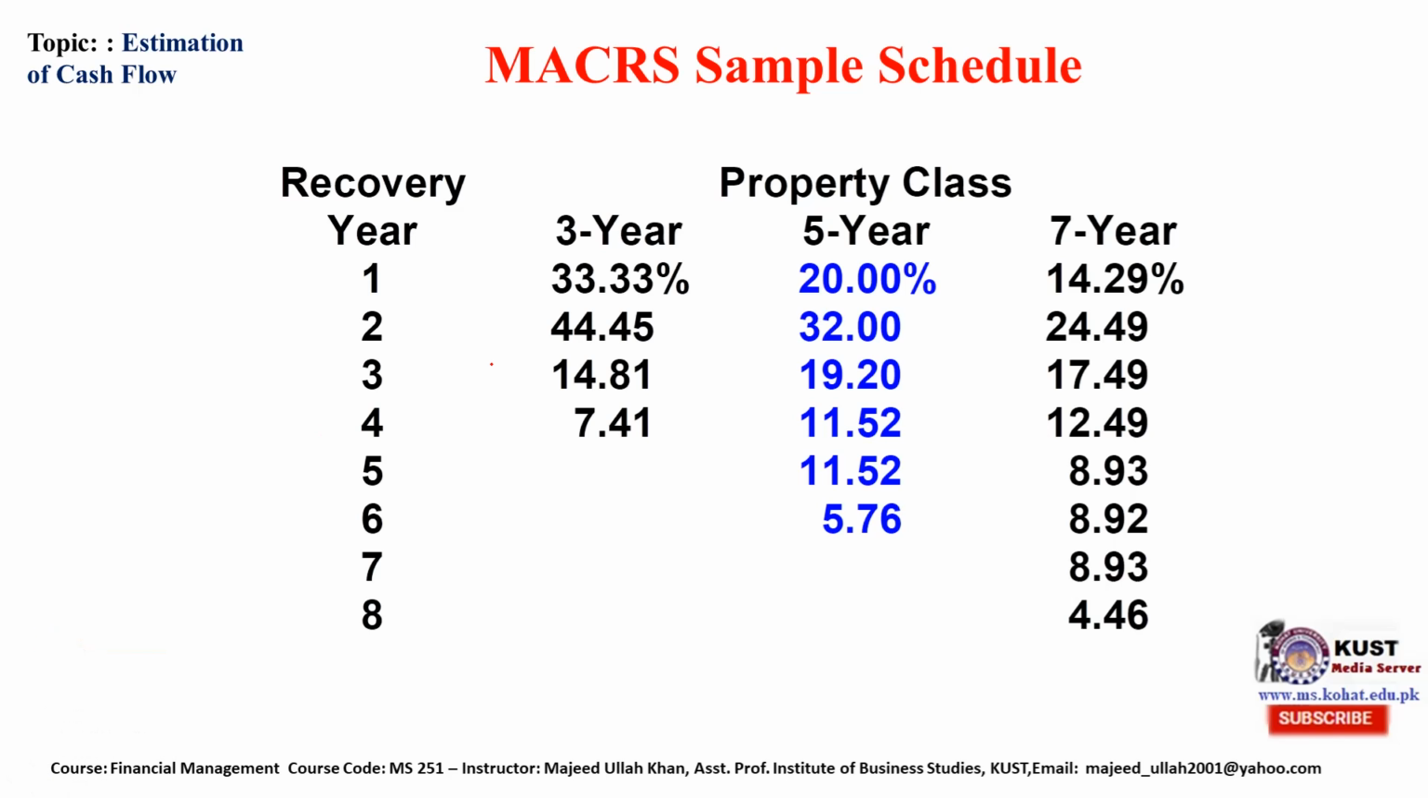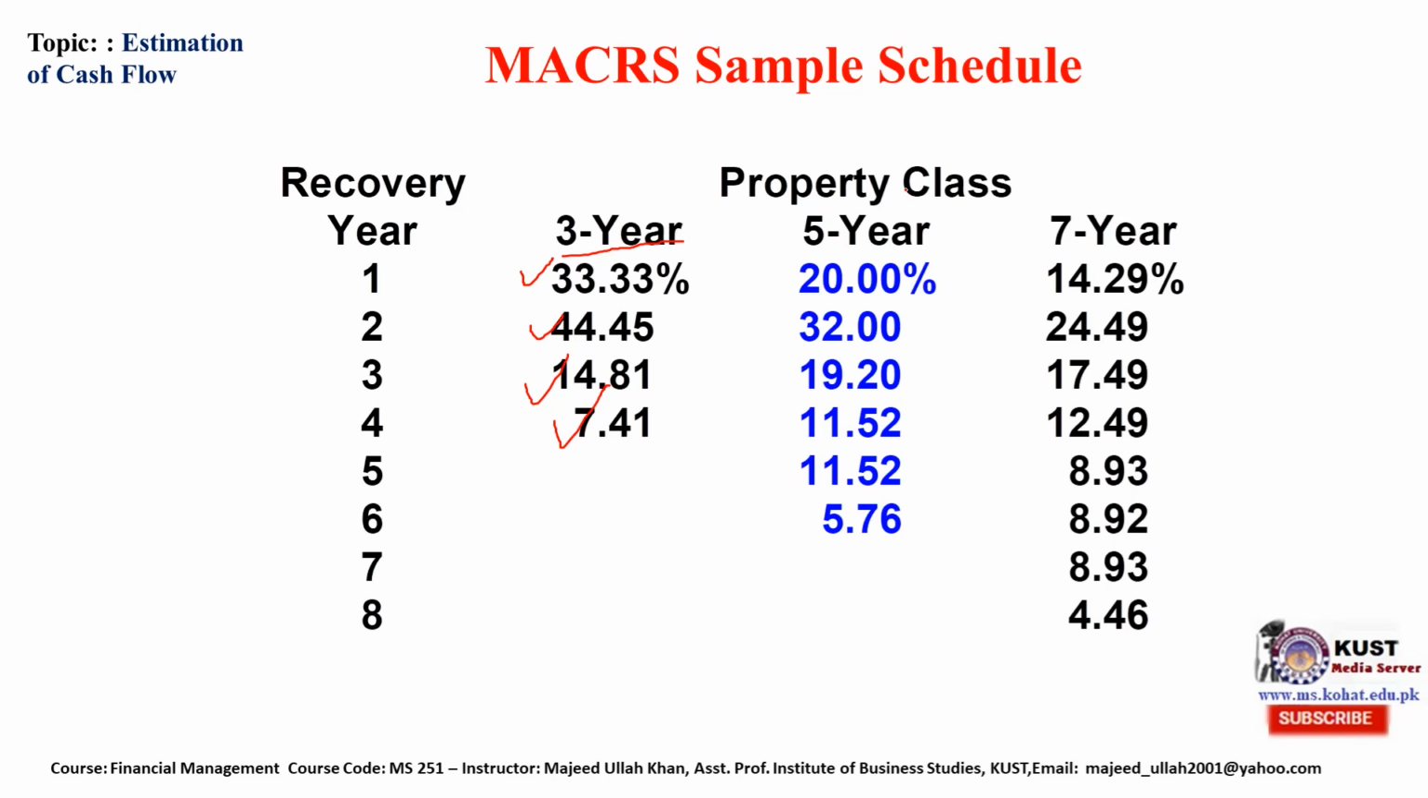This is one of the modified accelerated cost recovery schedule samples. For the 3-year class, if any asset falls in the 3-year property class, we will charge 33.3% depreciation in the first year, 44.45% in the second year, 14.81% in the third year, and 7.41% in the fourth year.